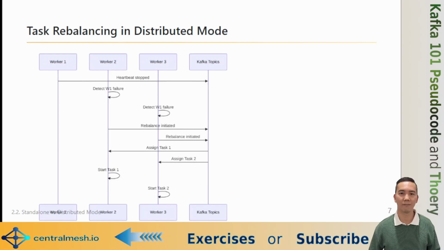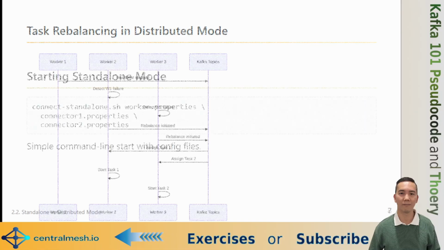One of the most important features in distributed mode is automatic rebalancing. When a worker fails, the cluster detects that failure through missed heartbeats. Once detected, the remaining workers coordinate through Kafka to redistribute the tasks that were running on the failed worker. Tasks are reassigned to healthy workers and restarted automatically, keeping the system running without manual intervention.